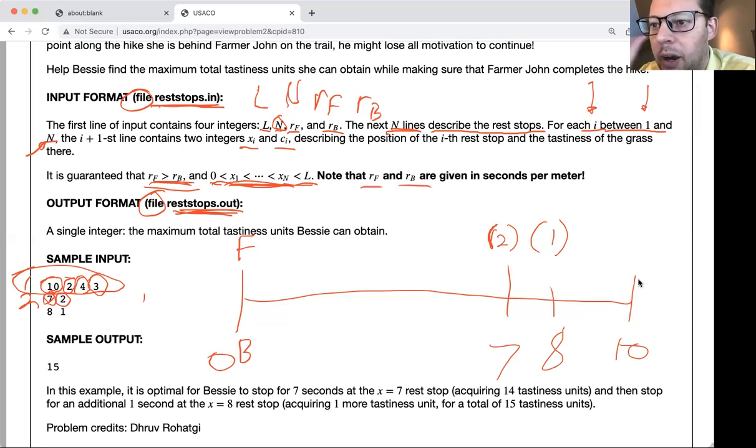Note that RF and RB are given in seconds per meter. Yeah, we covered that, but this is a really important thing to note. It's not meters per second.